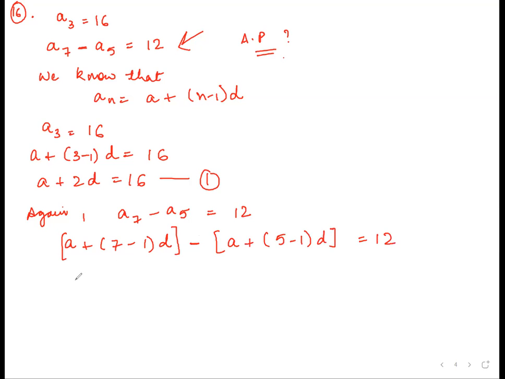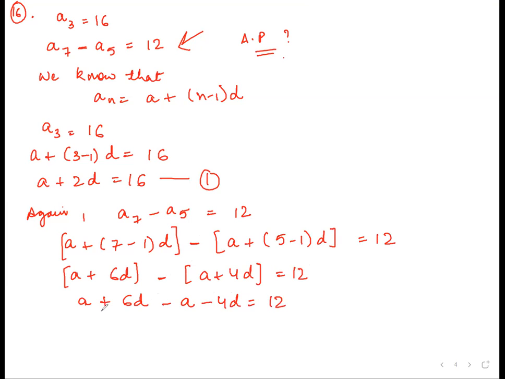So you just simplify this. So a plus 6d minus a plus 4d is equal to 12, right? Now open the bracket. So a plus 6d minus a, and plus minus minus 4d, is equal to 12. Now a will get cancelled out, right? 6d minus 4d is 2d is equal to 12, and d is equal to 6. So one piece of information you have got, d is equal to 6.